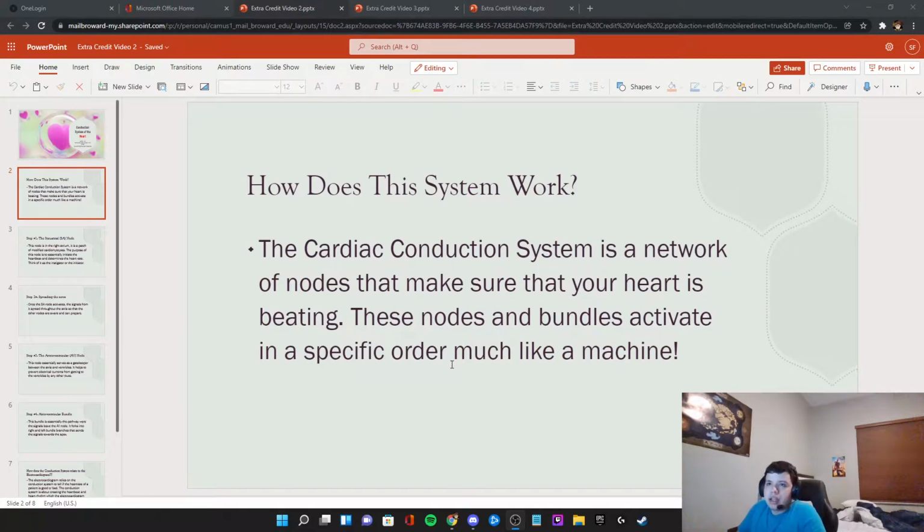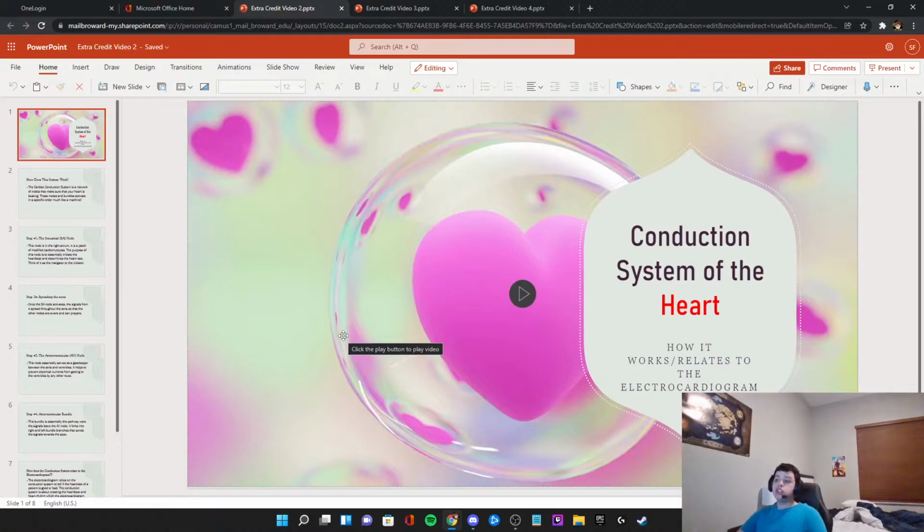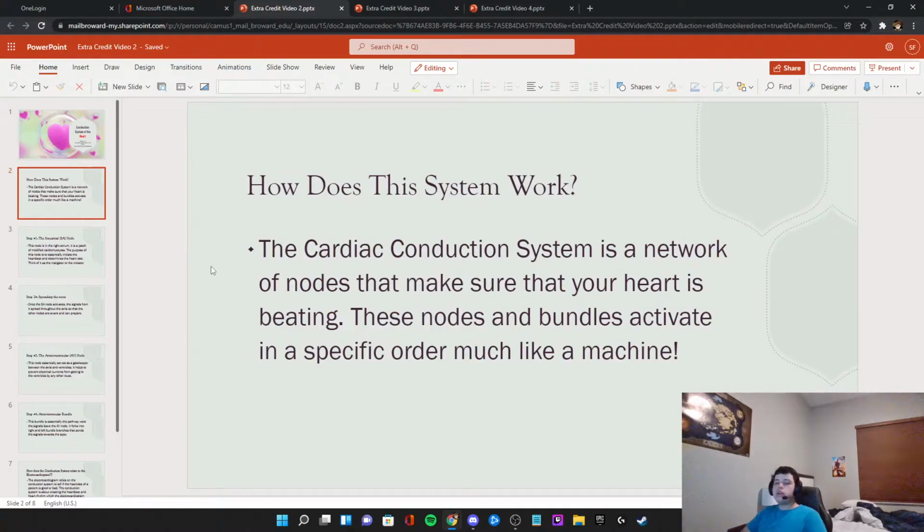Hey, welcome back. This is going to be my second video for the extra credit for videos that I have to do. So for this one, we are going to be covering the conduction system of the heart and how it relates to the electrocardiogram. Okay? So how does this system work?